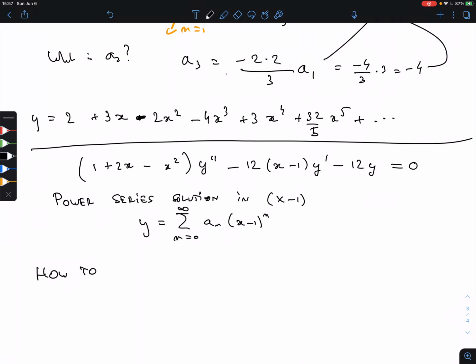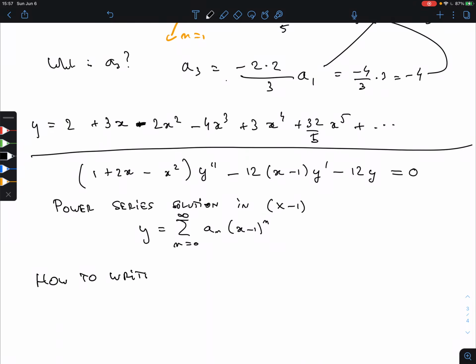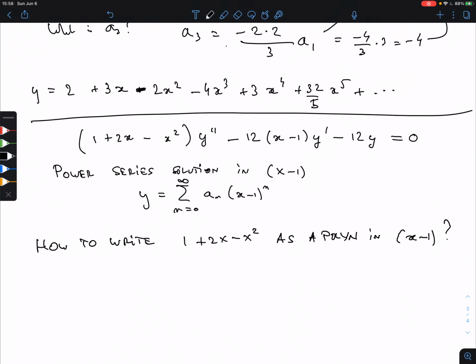I don't want to think much. So how to write 1 plus 2x minus x squared as a polynomial in x minus 1. Not in powers of x, but powers of x minus 1. Well, you write x as x minus 1 plus 1. You replace every x by x minus 1 plus 1. This is how you write x as a polynomial in x minus 1. Okay? As a polynomial in x minus 1, it has a constant term and a degree 1 term. And so now you replace every x here by this expression.